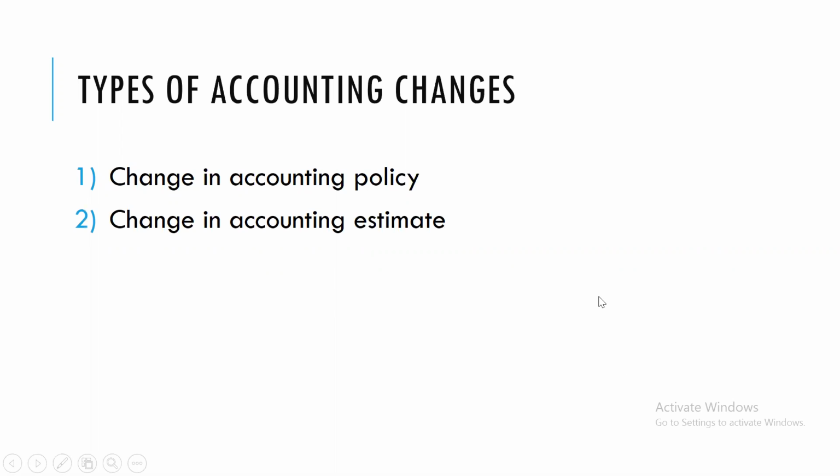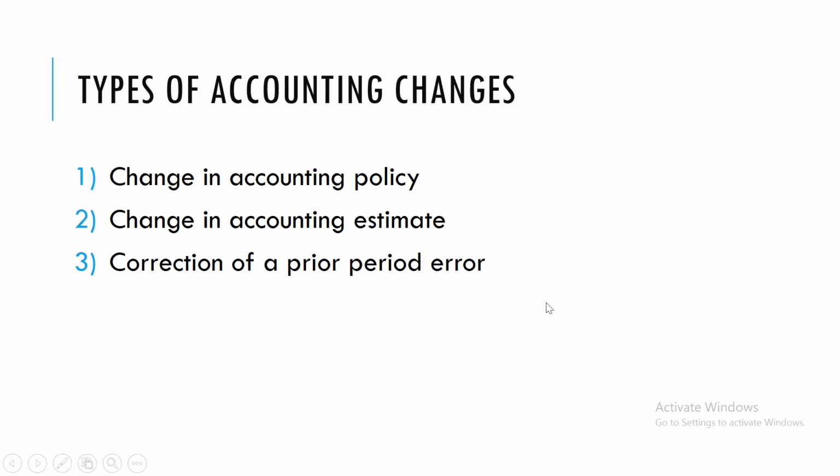The next one is change in accounting estimate. Here, the way that you're estimating something is going to be changed. For example, your allowance for doubtful accounts. Last year you used 5% of AR in your allowance, and now this year you want to use 7%. So that would be a change in accounting estimate.